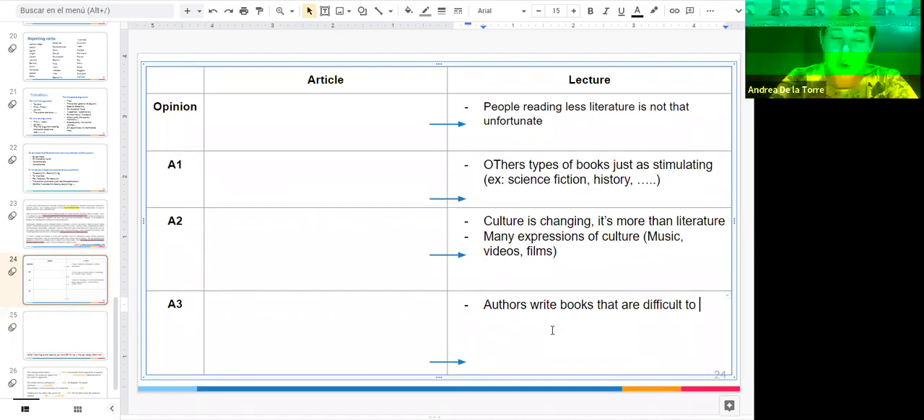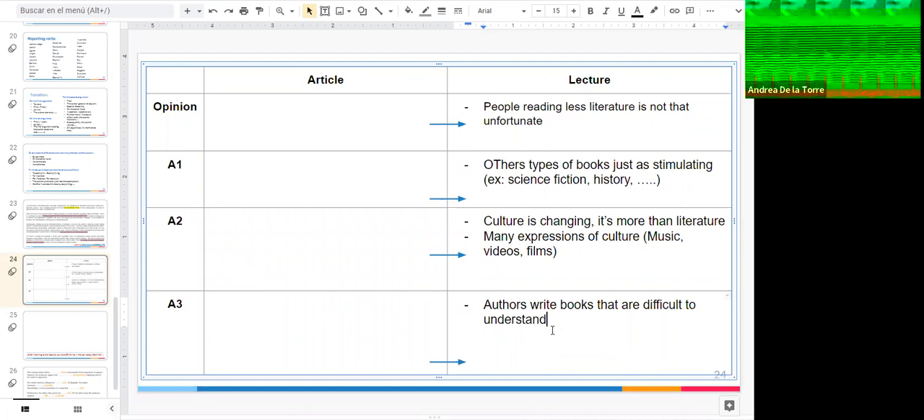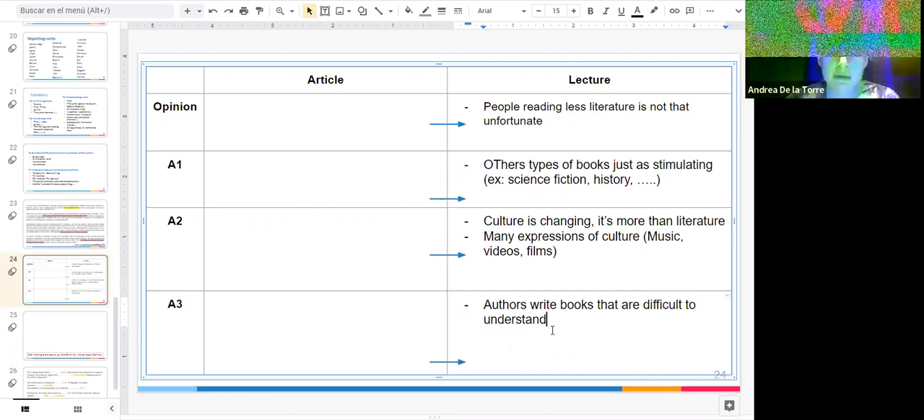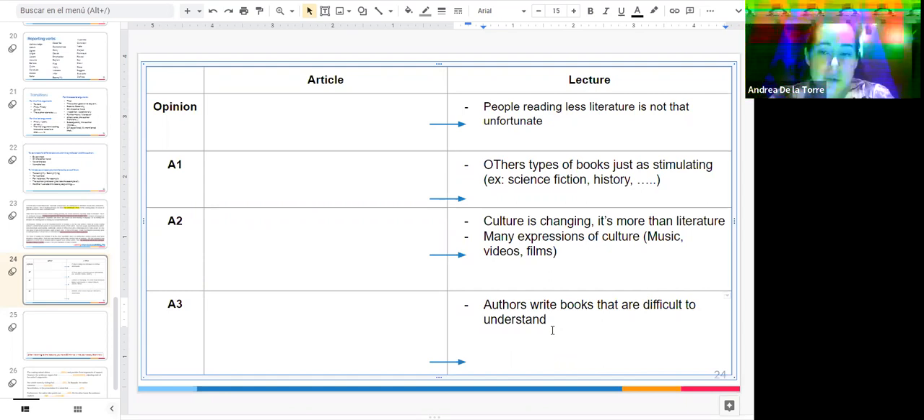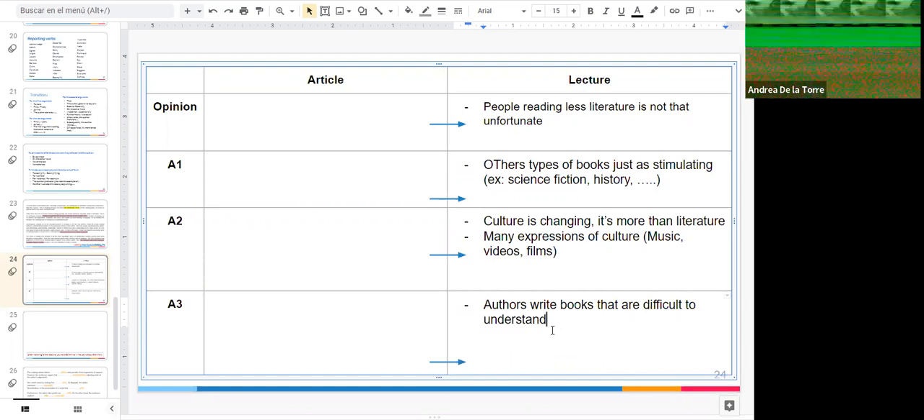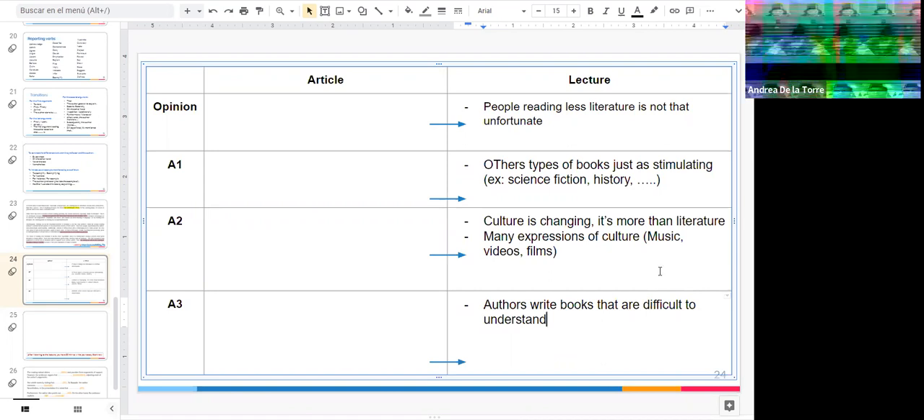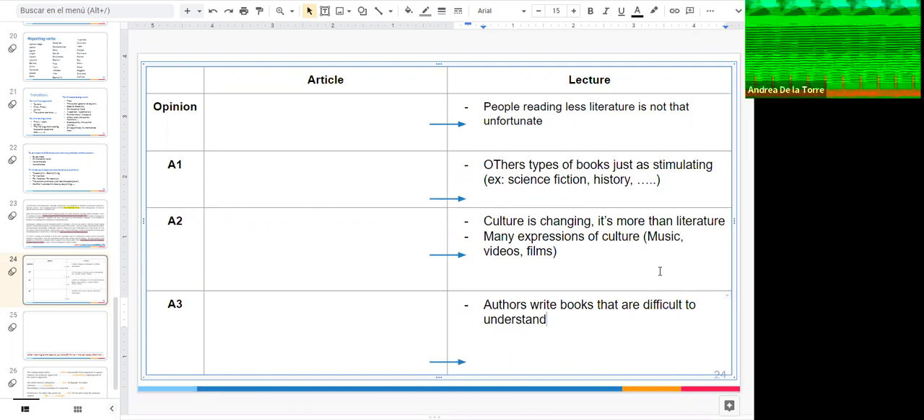Exactly. So while the author of the article says that it is the reader's fault that writers are not going to write literature anymore, the professor says that the fact that we read less literature is also the author's fault, right? Because they write books that are hard to understand. So we don't read those books. If they lack an audience, it's their fault as well, according to the professor, right? Anything else you guys want to add here?